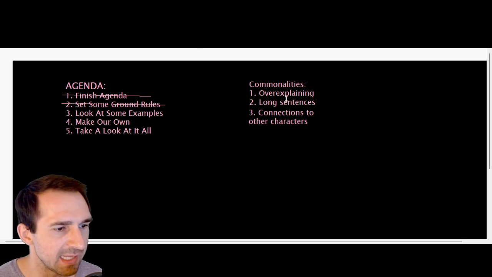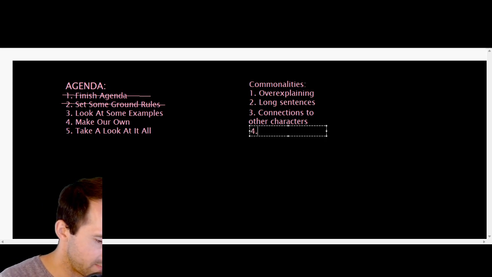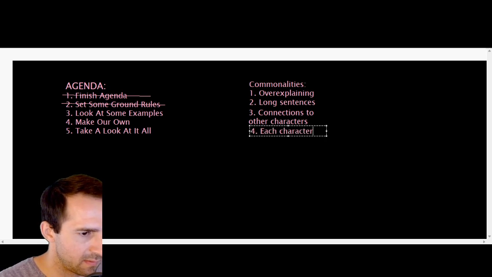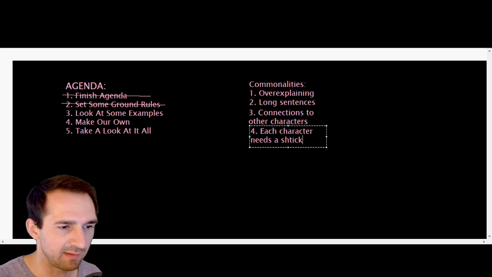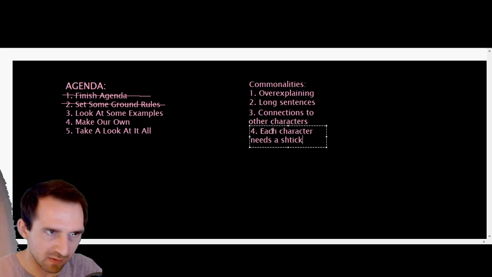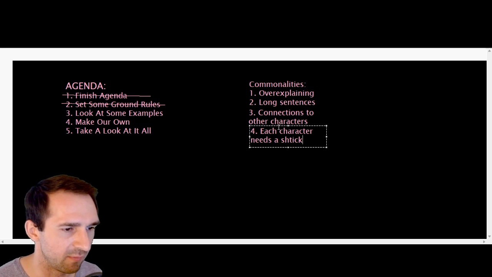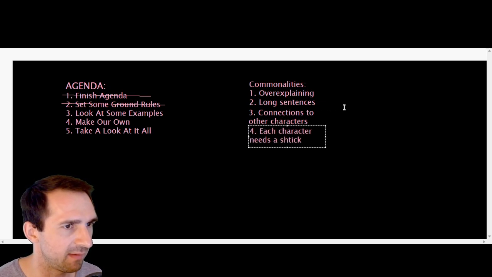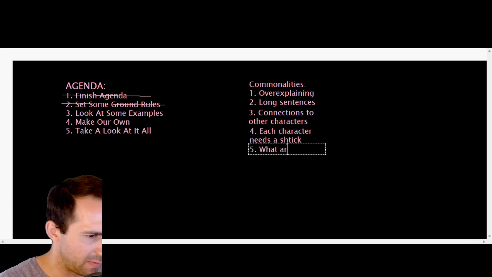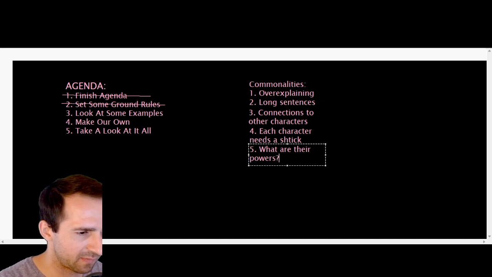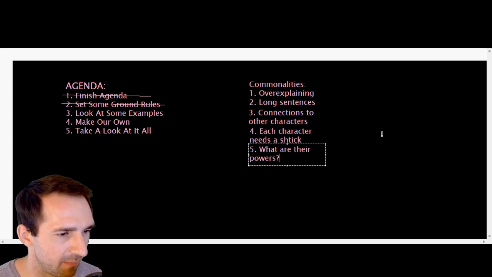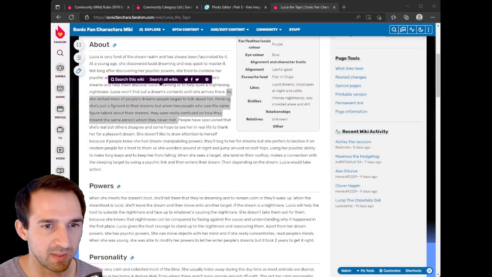Anything else that we need? I think each character needs a shtick, right? So for instance, she's psychic, she goes in dreams, so everything that we tell about her can relate back to that. And same thing with Isius, same thing with some of these other people. We also need to know what their powers are. What are their powers? Maybe these aren't commonalities anymore. Okay, we'll put a pin in this. We'll come back and do some more of these in a bit.